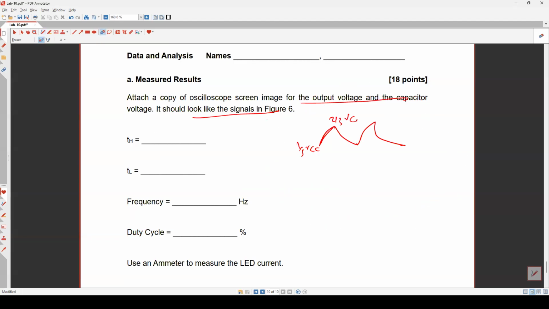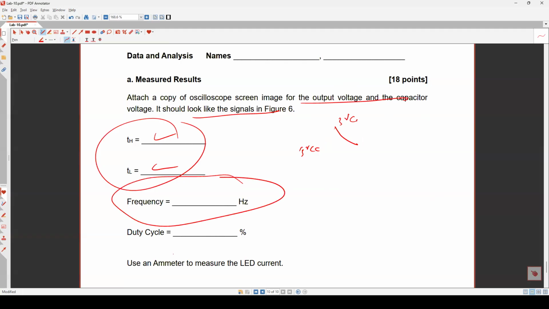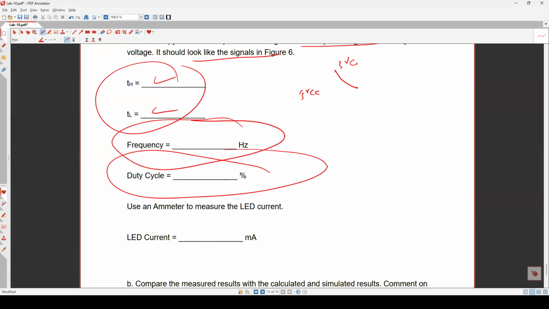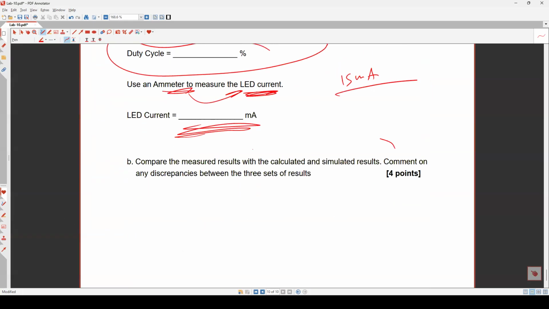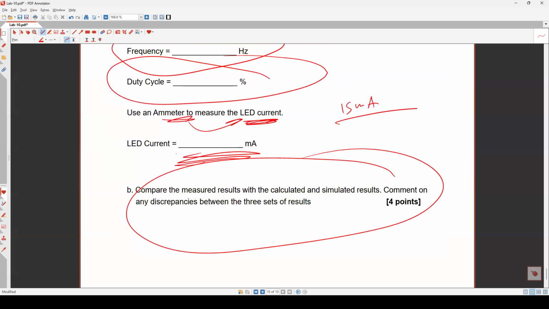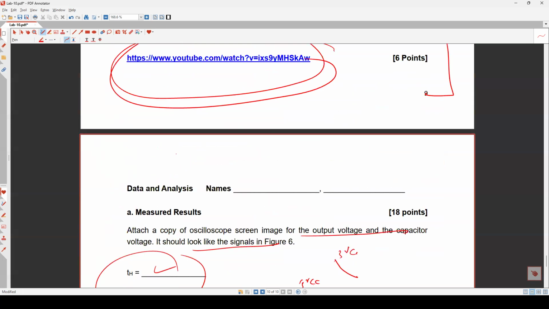Also, you calculate this time and compare it to what you are expecting. This is a measurement, same thing for frequency, same thing for the duty cycle. Also, for the LED current, I targeted 5 milliampere. Just use a meter to measure it, to make sure it is close to 5 milliampere or not. Then I ask you to compare the results. I think that's the end here. I think this should be an easy lab. Thanks for listening.